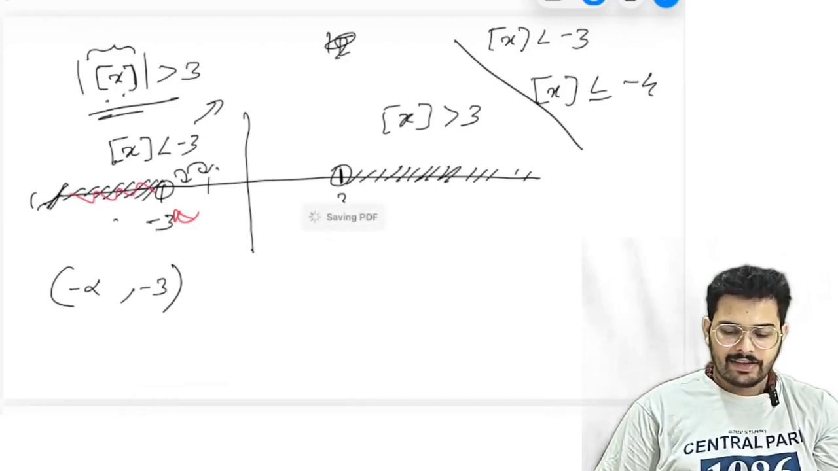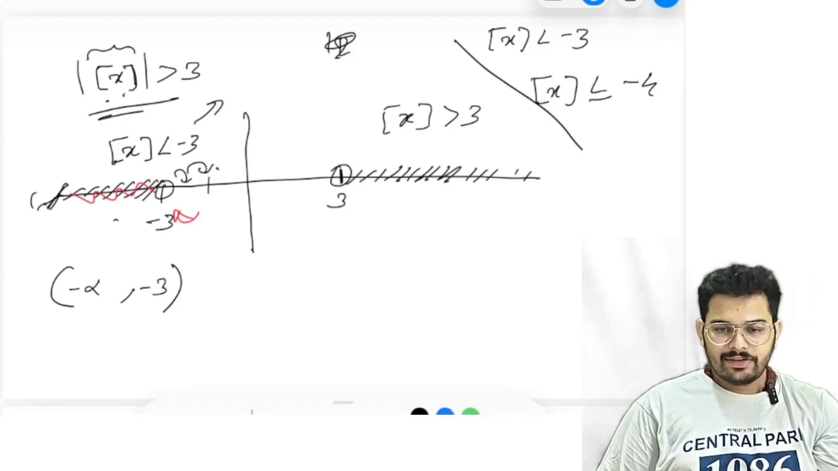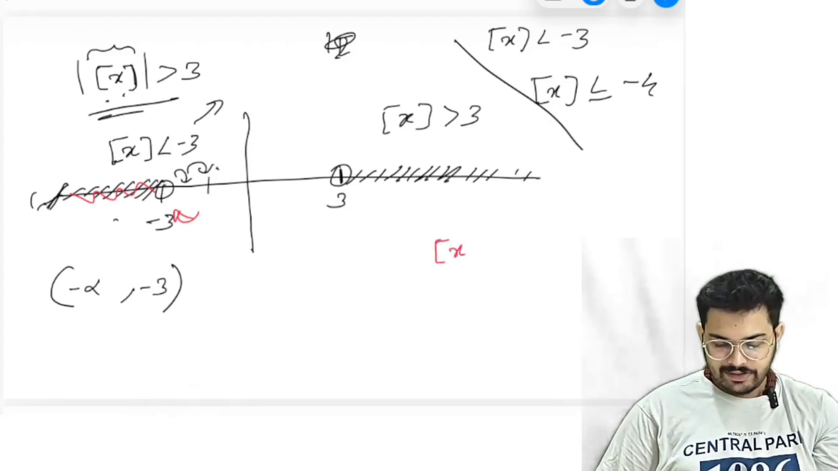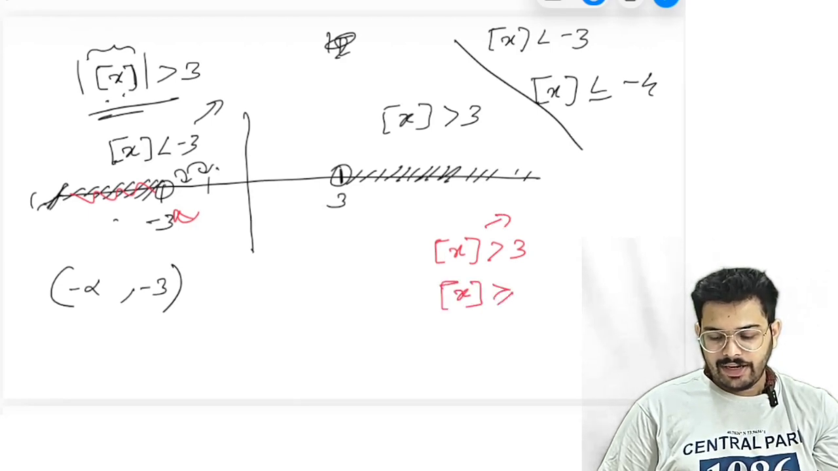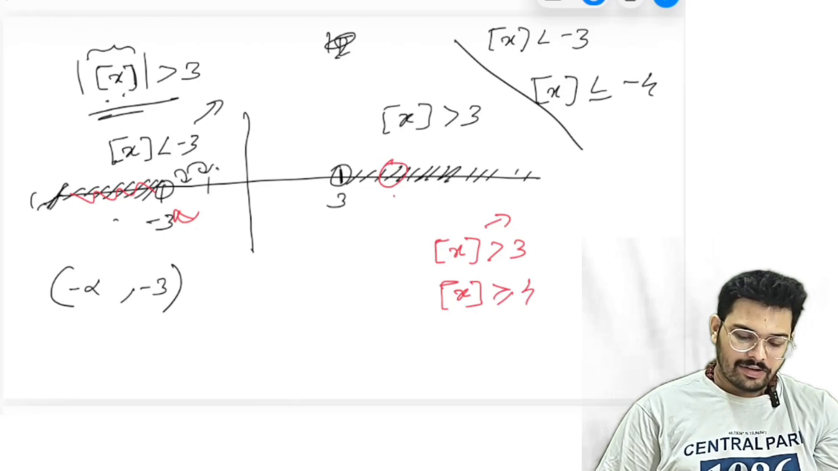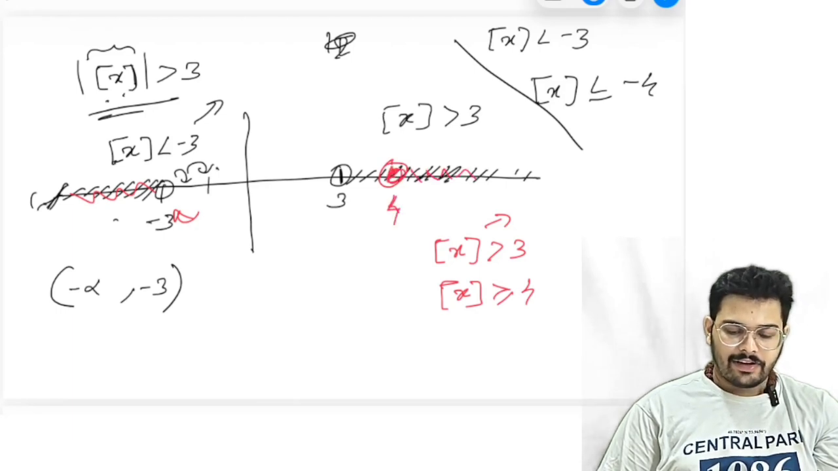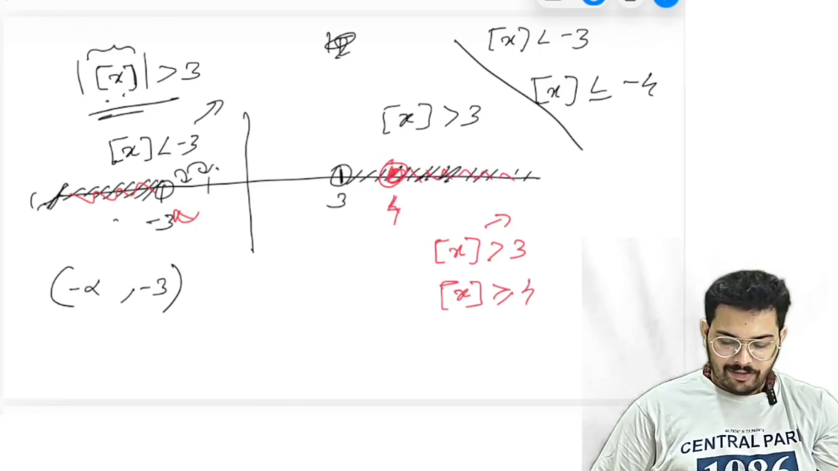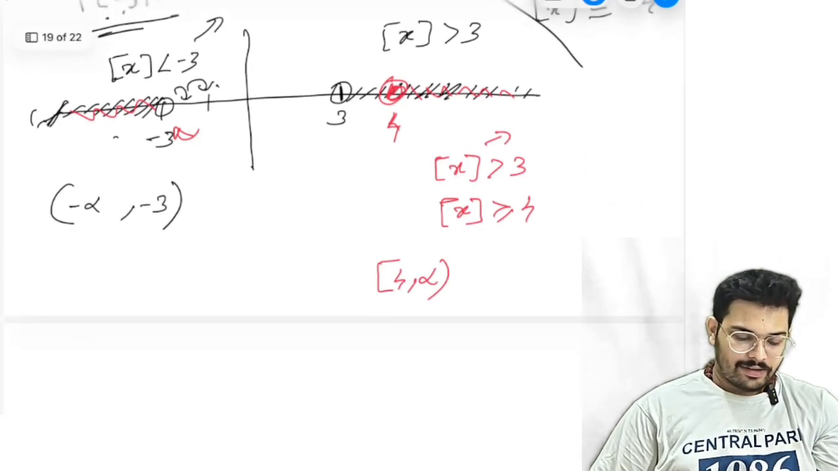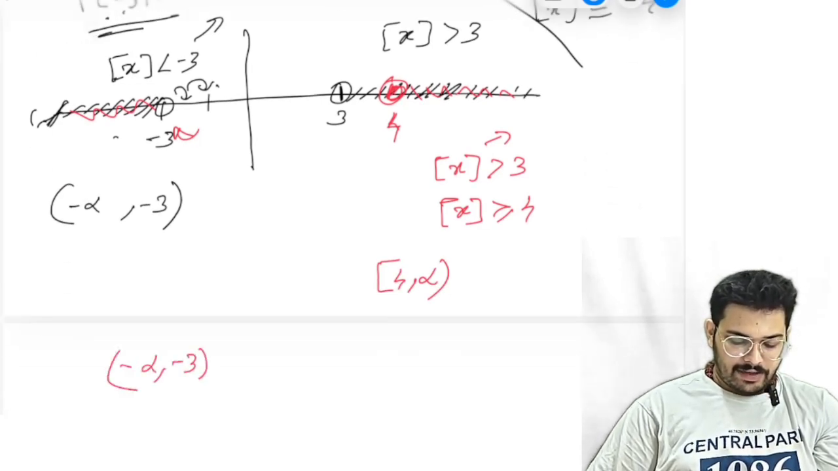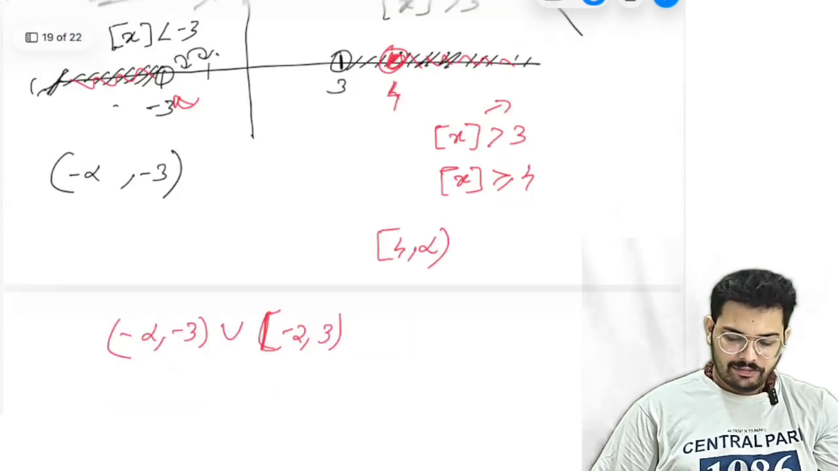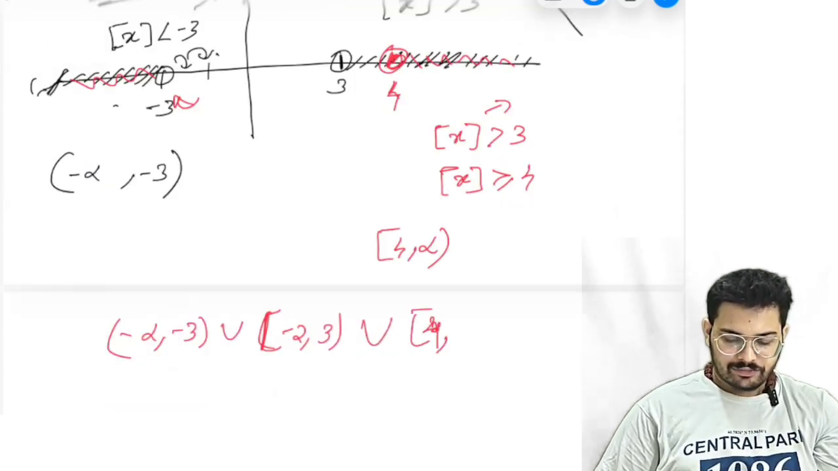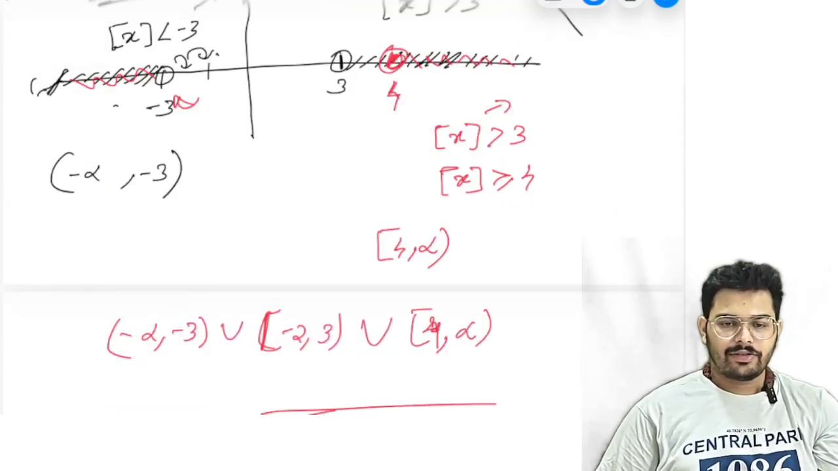Now box x greater than 3, what is the logic? Since it is an integer value, it can only take the next integer value. This should be greater than or equal to 4, which means from here you should give values from 4 to infinity. Then only it will satisfy. So our final answer will be minus infinity comma open minus 3, union closed minus 2 to open 3, union closed 4 to infinity. That's how we will be solving this expression.